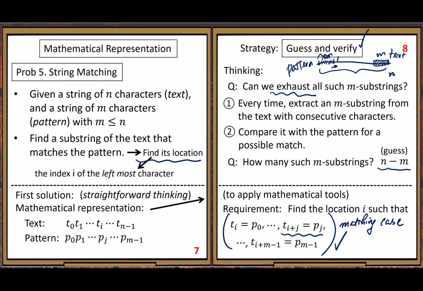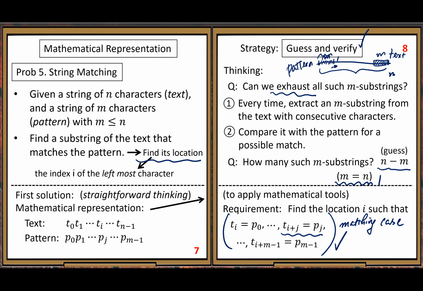Here, a simple way: try to find some simple case where you can find the answer easily. So what's the simple case? An extremal case where M equals N. The pattern and the text have the same length. When they have the same length, the answer is 1, right? So there is one M substring in the text, only one, not 0.